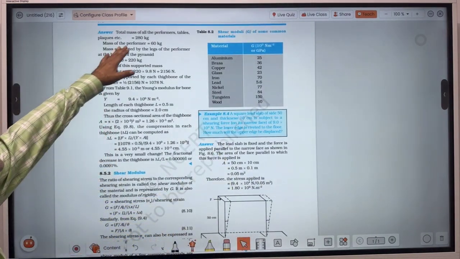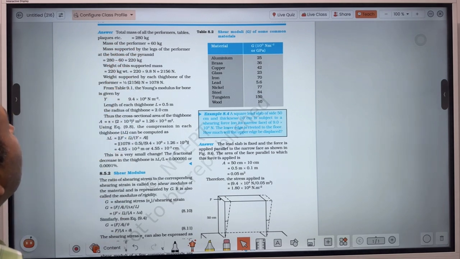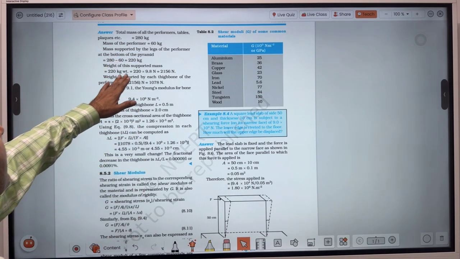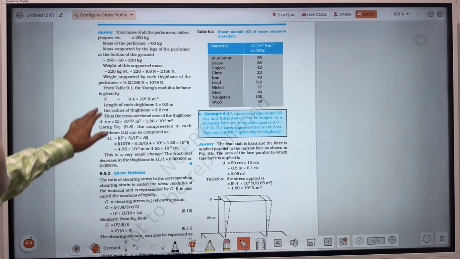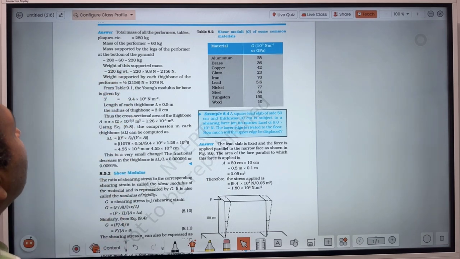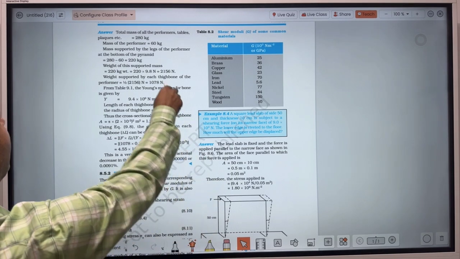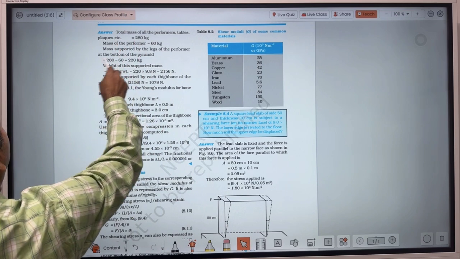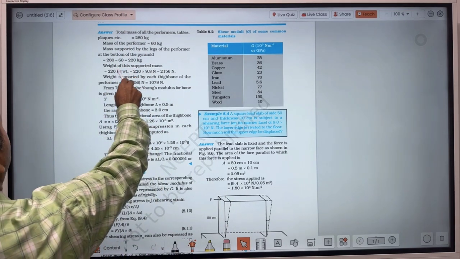It's given that the total mass of all the performers, tables, blocks, etc. is 280 kg. The mass of the performer is 60 kg. The mass supported by the legs of the performer at the bottom of the pyramid will be, you have to reduce the weight of the person who is holding all. So 280 minus 60, so 220 kg.